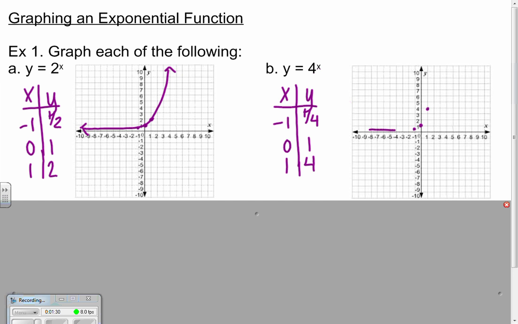So this one's a little different than the one we just did because it gets bigger faster. So if you notice, the right-hand side of that graph gets a lot steeper, a lot faster than letter A.